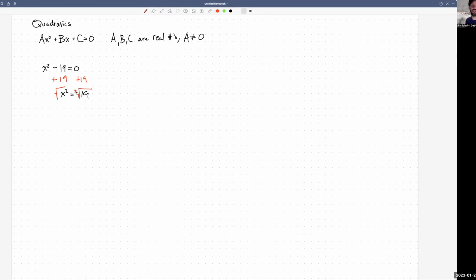For our square root symbol, we typically mean the positive square root, but we're not just taking the square root of something here. We're actually solving an equation. We want to know all the values that make this equation true. And so in this case, we get two results. X is either the positive square root of 19 or the negative square root of 19. And that's it. That's the value. There's no better way to write this number.